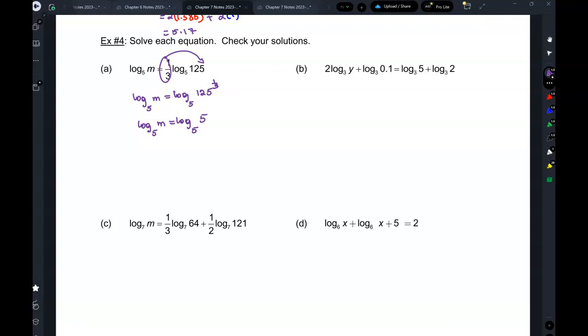So what now? I mean, we're pretty much done, right? Because I have log base 5, log base 5. All I need to do is set m equal to 5, and we're done.